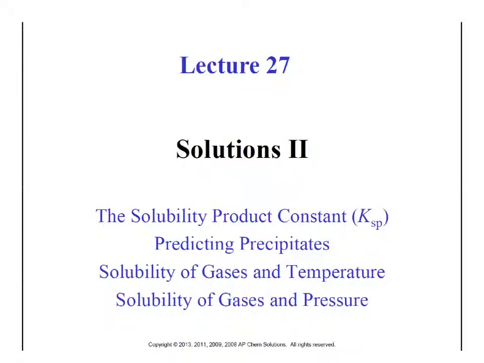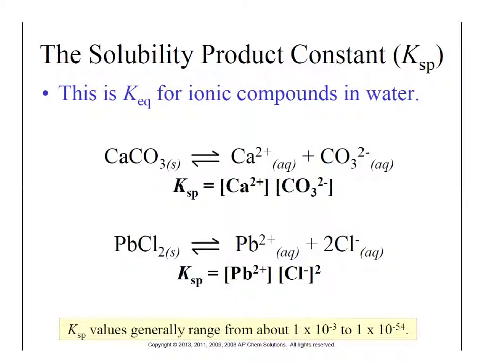Alright, ladies and gentlemen, to begin this video, I have a confession to make. For years, we've talked about how things are soluble or insoluble. As it turns out, it's not the case. Really, everything's soluble. It's just a matter of how soluble it actually is. And to gauge how soluble something is, we use what's called the solubility product constant, or KSP.